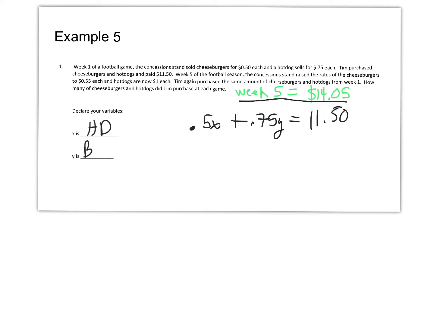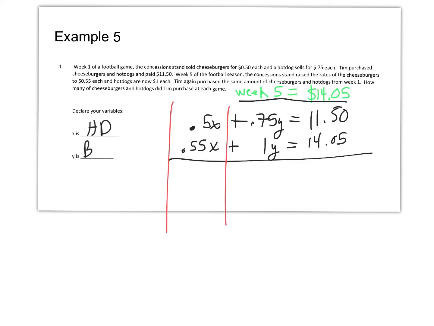Okay, in week 5, we're told that hot dogs are now 55 cents each. Burgers are now $1, and we paid $14.05. So here's our system. Now I'm going to pick the y's to go after here. I think they're going to be the easiest. So I'm going to do the top by 1s, bottom by 0.75. So 0.5x plus 0.75y is equal to 11.50.